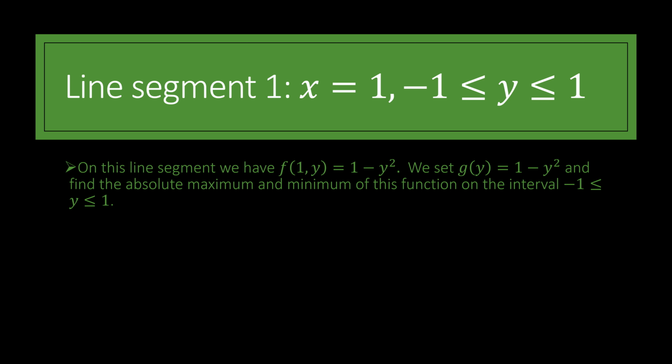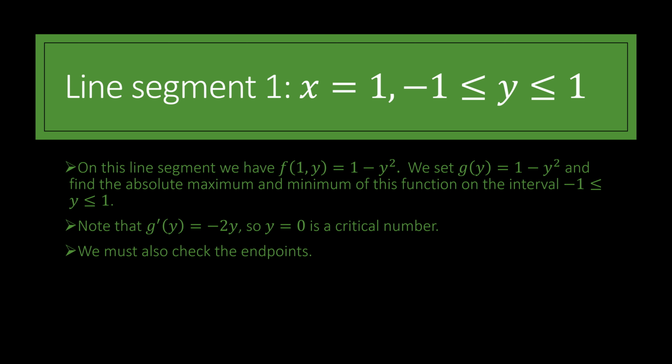And now we're asking what are the absolute maximum and absolute minimum of this function on the interval from minus 1 less than or equal to y less than or equal to 1. Now this is a Calc 1 problem. It's finding extreme values of a function of one variable. So we go ahead and take the derivative of this, and we get minus 2y. The only place that is either undefined or 0 is when y is equal to 0. So that gives y equals 0 as a critical number for this function of one variable.